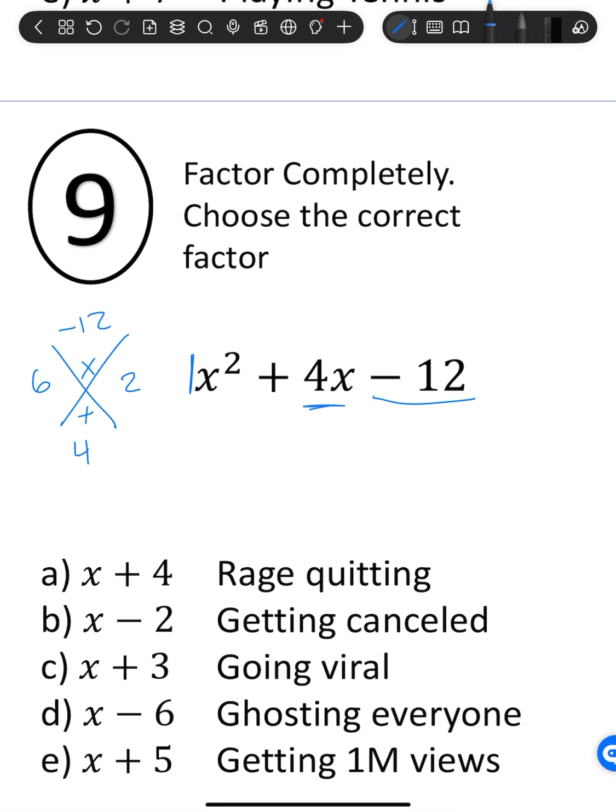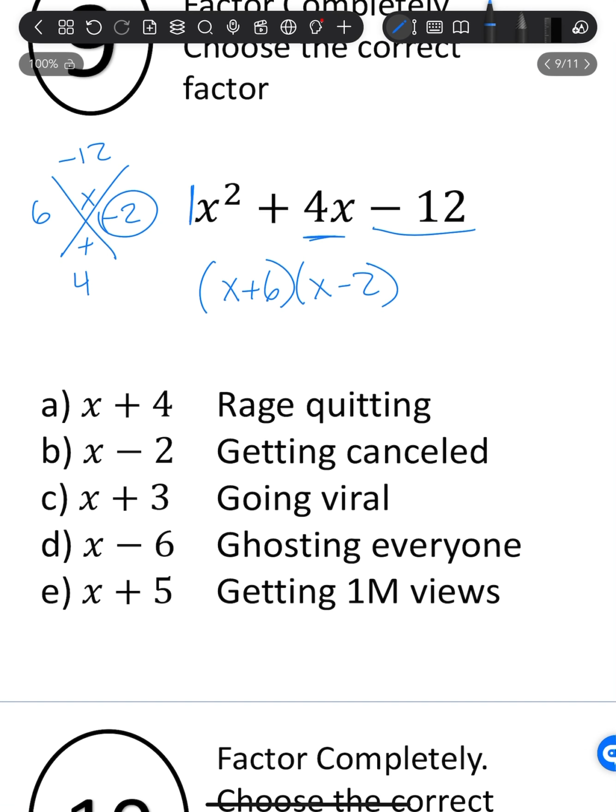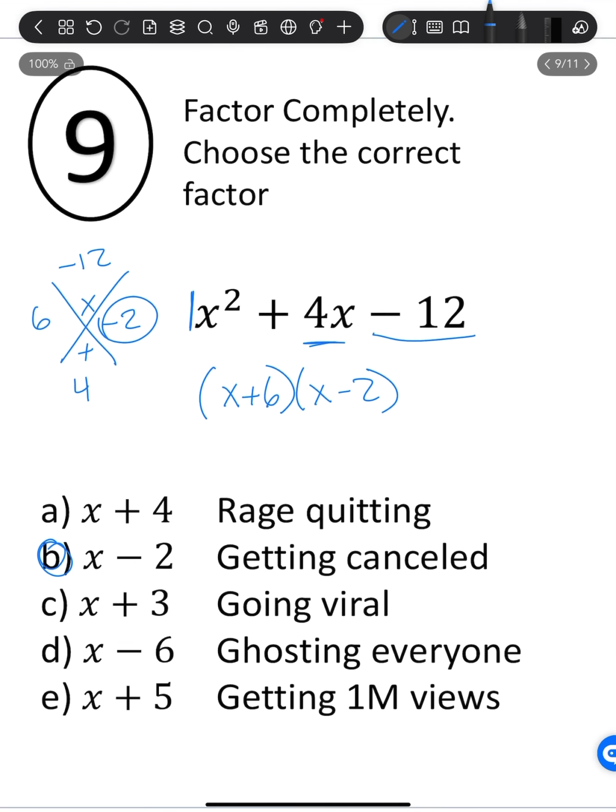However, I have a negative here, right? So which one can I make negative where when I add them, I get 4? Well, if I make it a negative 2, 6 plus negative 2, or just 6 minus 2 is 4. So from there, we're just going to plug those in, x plus 6 and x minus 2, right? Because it's a negative 2 over here. Then we get a matching at B for our factor.